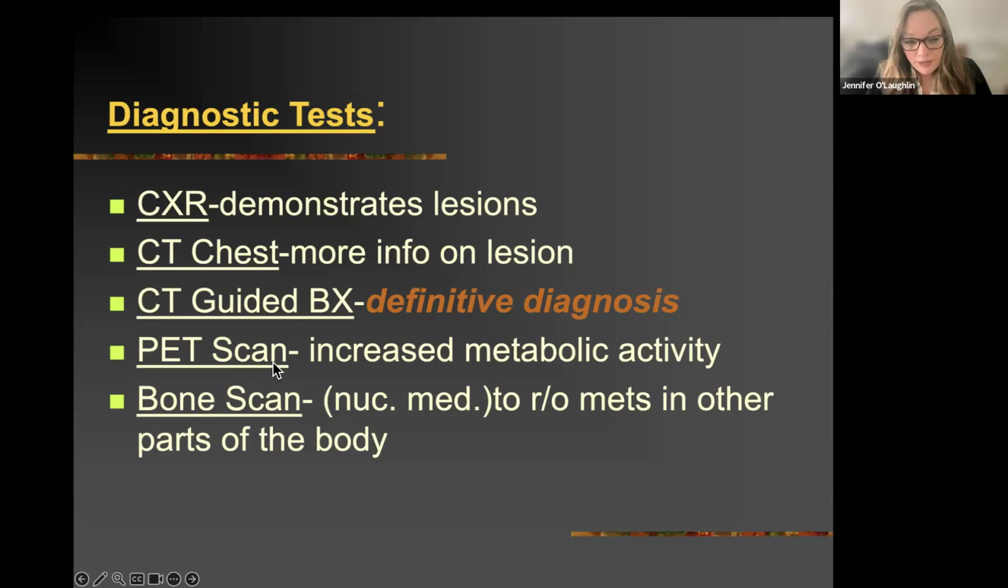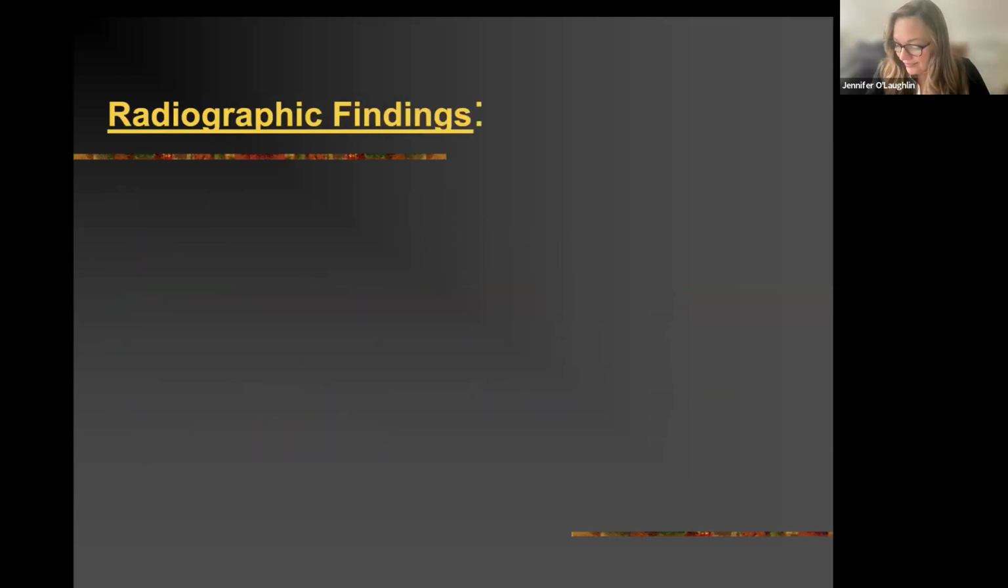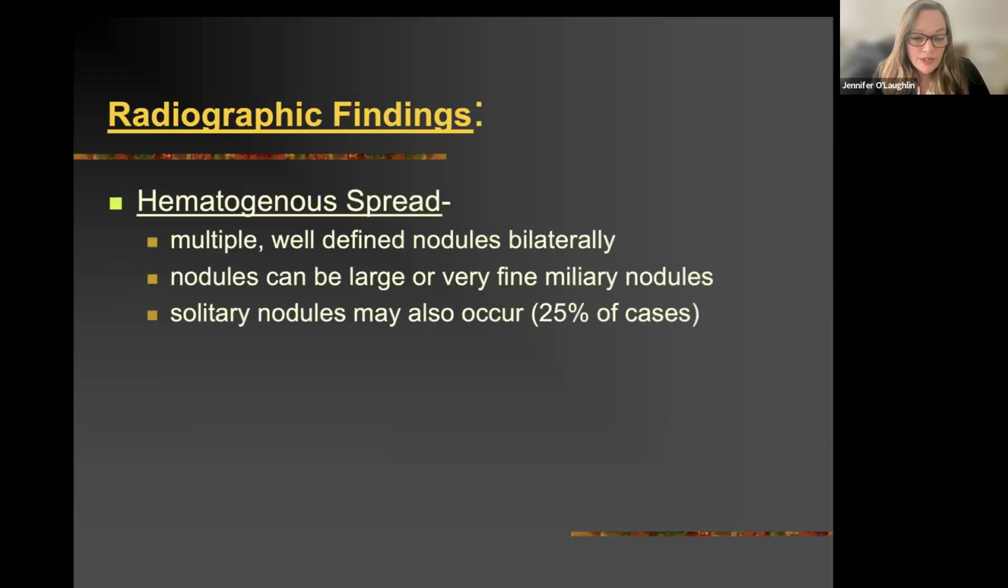PET scan often is done once there is a cancer diagnosis to both grade and stage the cancer. So it's going to give more information on the metabolic activity of the cells, what kind of, I don't know how to say it, what kind of substances they're hungry for, right? Do they like glucose? Stuff like that. So you'll get more information on how to treat the cancer with the PET scan. More information on cellular activity. I'll just say that.